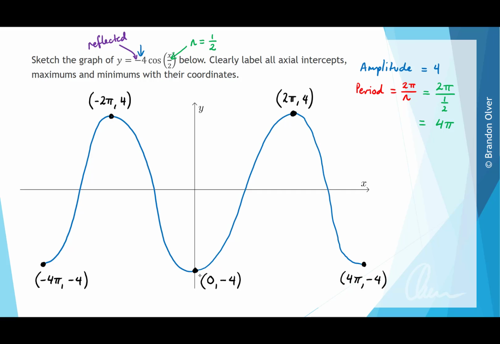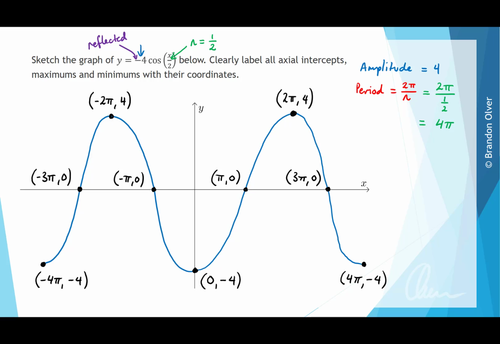Now, halfway between a maximum and a minimum sits an x-intercept. So starting in the furthest negative direction, we're going to have one at -3 pi, 0. Then this is going to be -pi, 0. This will be +pi, 0. And lastly, this will be 3 pi, 0.